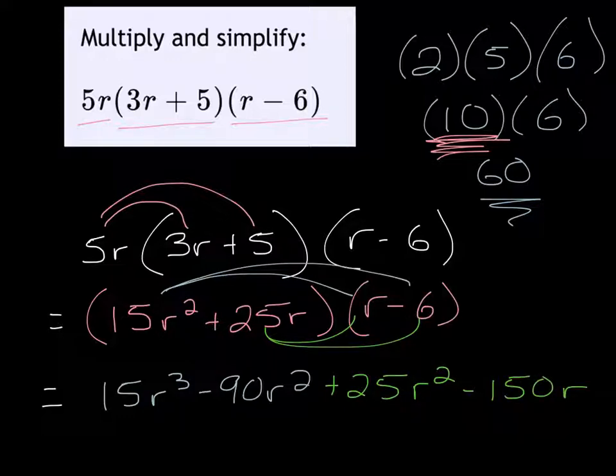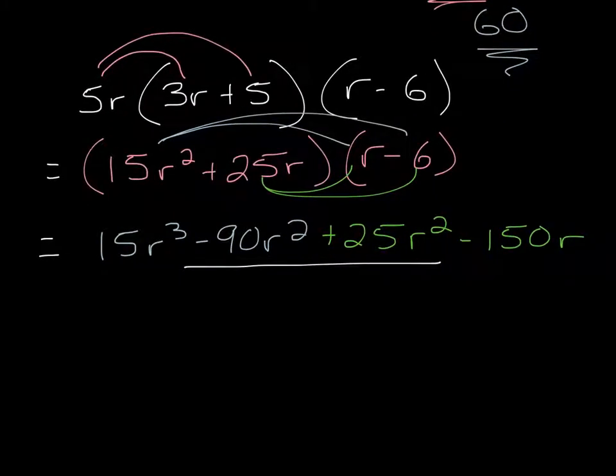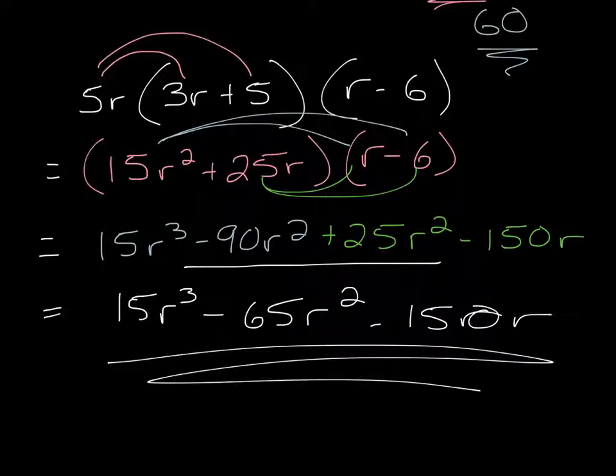Our last step here is to combine these like terms here. We have negative 90r squared plus 25r squared. That will give us a positive, or negative, excuse me. It becomes a negative 65r squared. And then we still have this 15r to the third and this negative 150r. There you go.